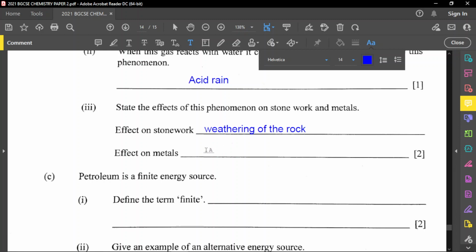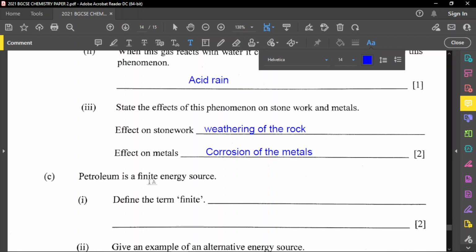The effect on metals is that it causes corrosion. So you're going to corrode the metals, or corrosion of the metals. Yeah, because the acid is corrosive to the metal. All right, so let's say corrosion of the metals.